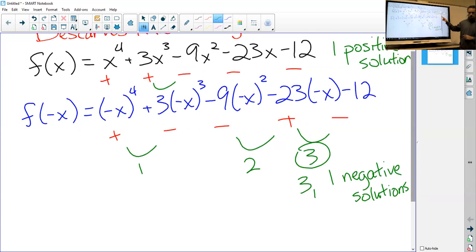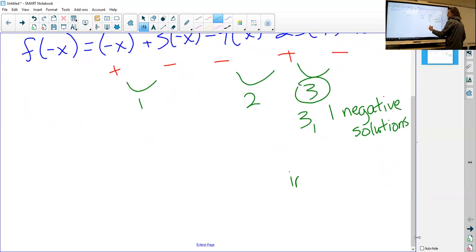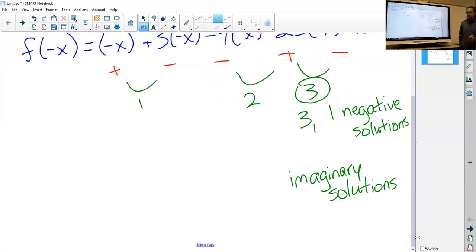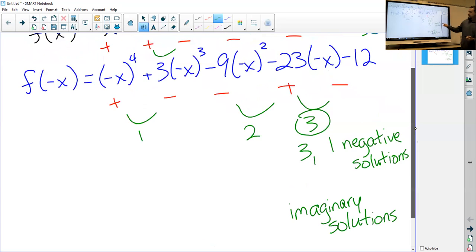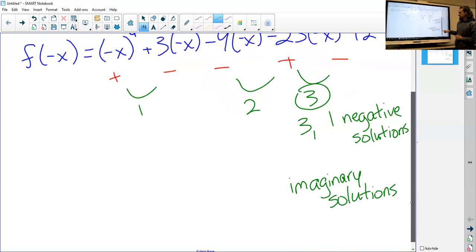All right, so we have 1 positive solution, 3 or 1 negative solutions, but then we also have this third case of what about imaginary? That's a whole extra step we have to take. So if I want to know how many imaginary solutions there are, I need to go back to my original, and we see that it's x to the fourth. And one of the big rules of algebra is that if you have something to the fourth power, there are 4 answers out there somewhere, either positive, negative, or imaginary.